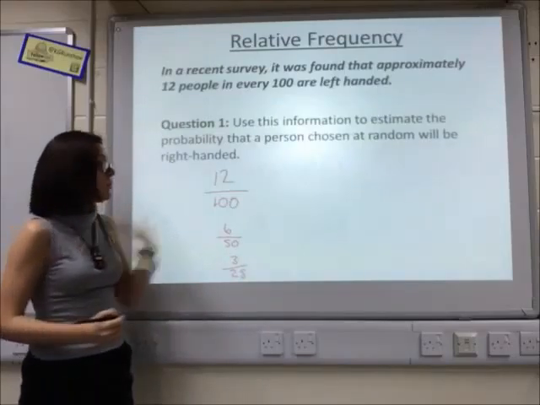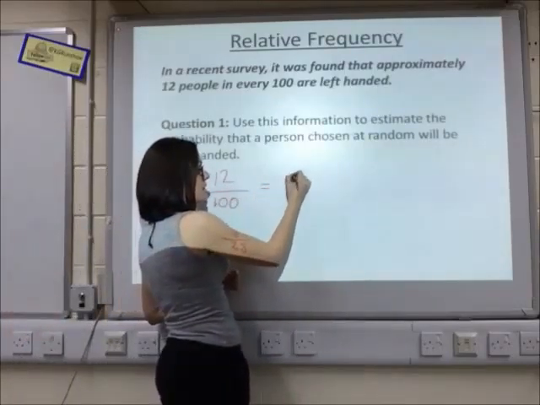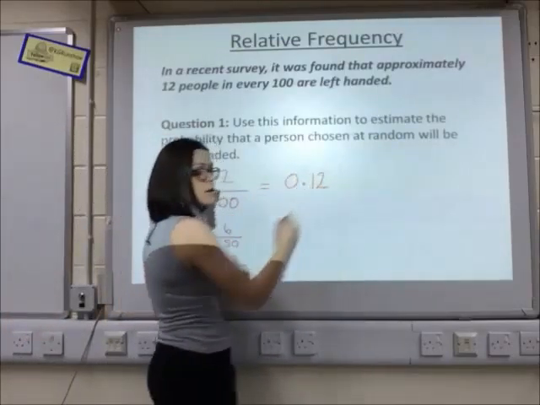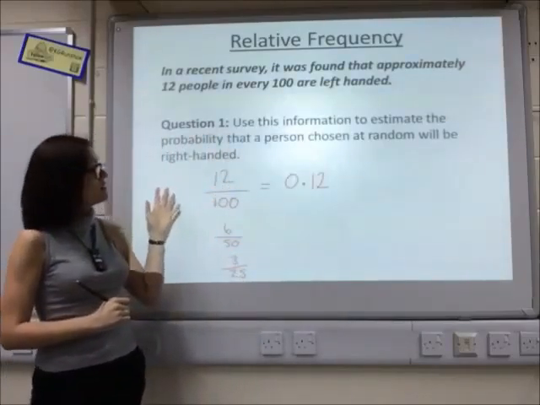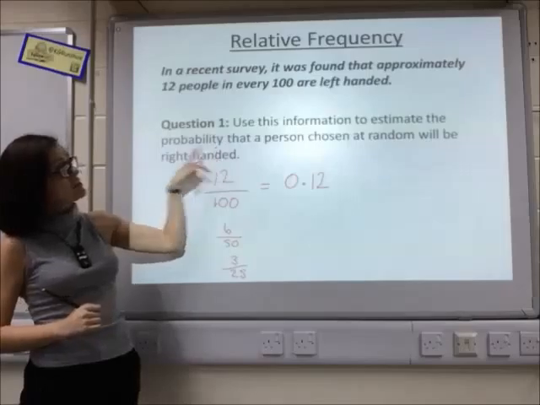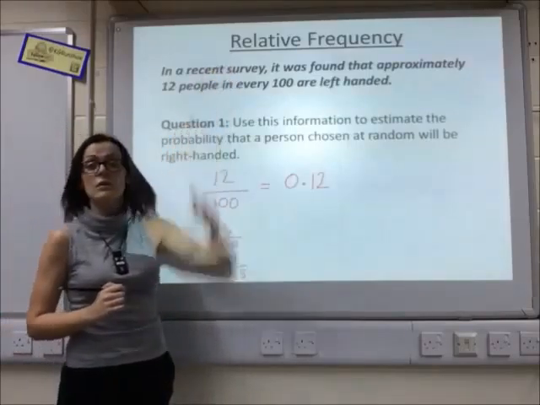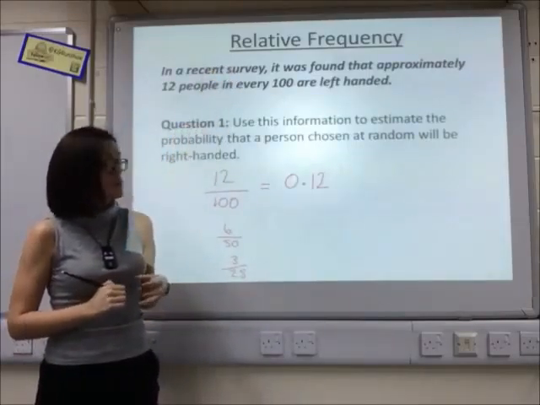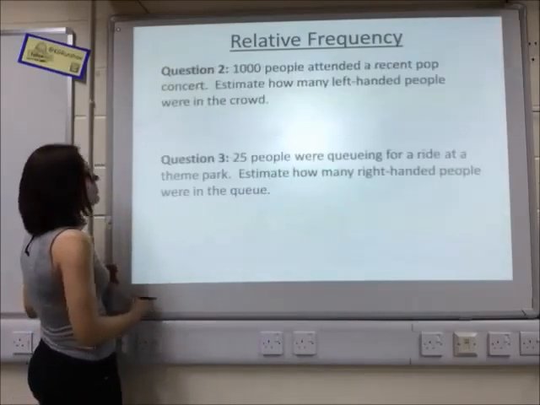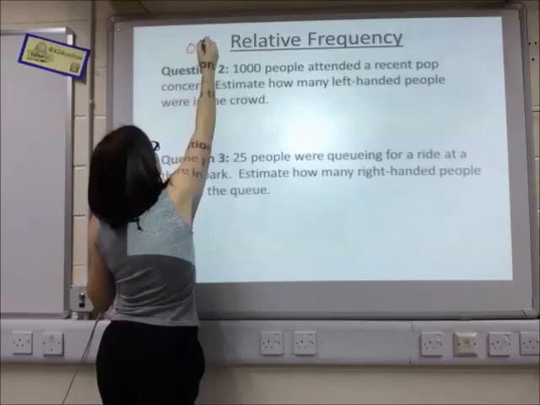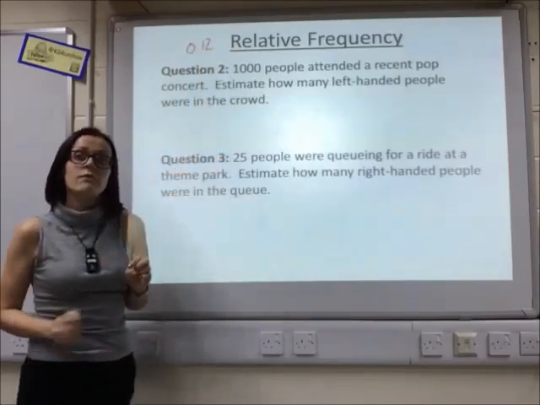Or what I'm going to do is write it as a decimal, because that's going to help me do the next thing that I need to do. But any of those would be acceptable answers for the probability, an estimate of the probability or the relative frequency that somebody was going to be left-handed. 0.12 is the one I'm going to stick with. So let's remember that. That's what we found for question 1.